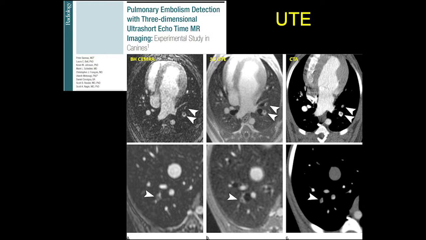Another newer promising technique for looking at both the pulmonary vasculature and the lungs are the ultra-short TE techniques. This is data from an animal study that we did a couple years ago where we injected PE into the pulmonary arteries, and we compared our standard 3D single breath hold contrast enhanced MRA method to a free breathing ultra-short TE method and CTA. The ultra-short TE method performed as well as our contrast enhanced MRA method.